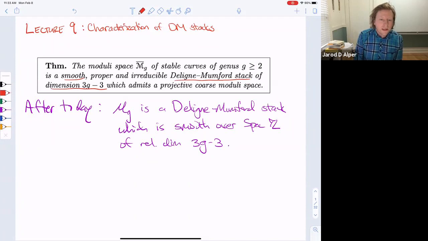On Wednesday, we'll move on to the geometry of Deligne Mumford stacks. Probably just two lectures with the main goal of introducing and showing the existence of a coarse moduli space. And then we'll move on to the moduli of stable curves, and over the next few lectures we'll be gradually chipping away at this theorem, establishing more and more properties about MG bar. So any questions before we begin?